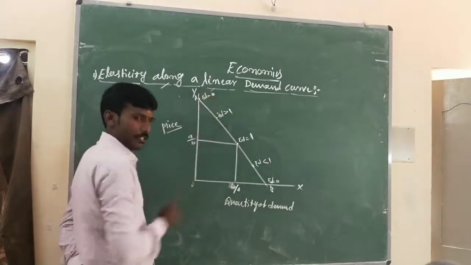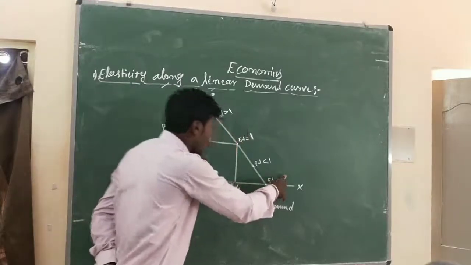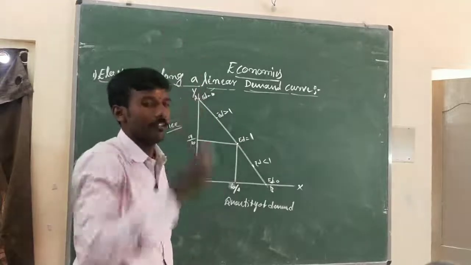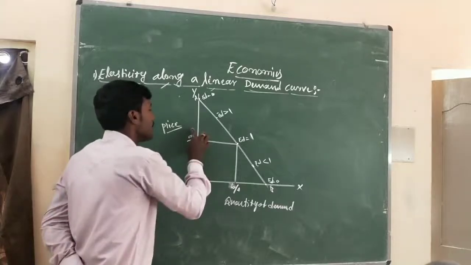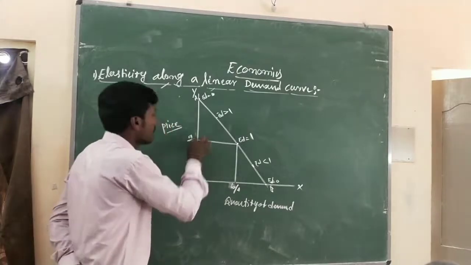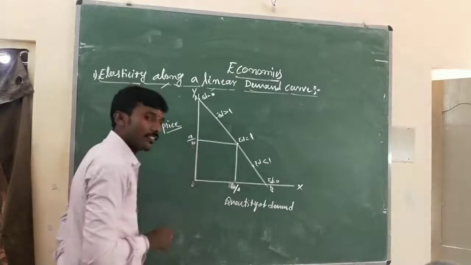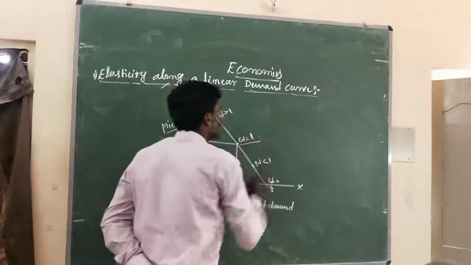When the price is 0, elasticity of demand is also 0. When the quantity of demand is 0, the elasticity of demand is infinite. Suppose when the price is A bar B, the price elasticity of demand is always equal to 1.